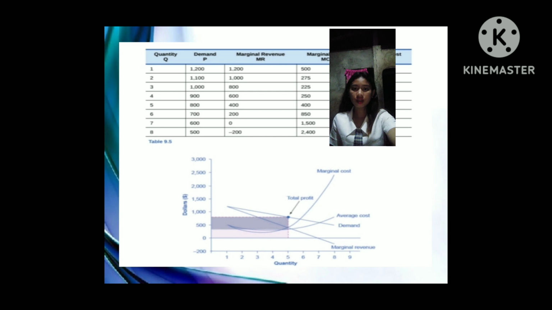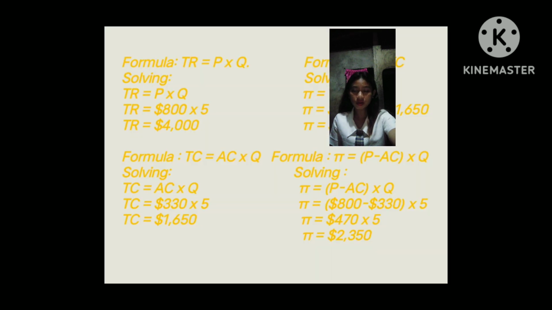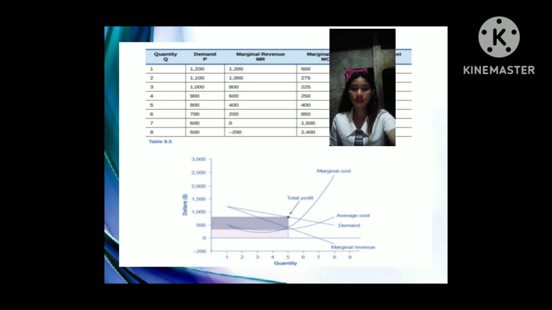So now we've got these new pink rectangles, and this rectangle represents the total cost. As a reminder, total cost is equal to the average cost times quantity. Total cost is equal to $330 times 5 units, which is $1,650, and that's simply the area of the pink rectangle. But that's not what we're interested in.